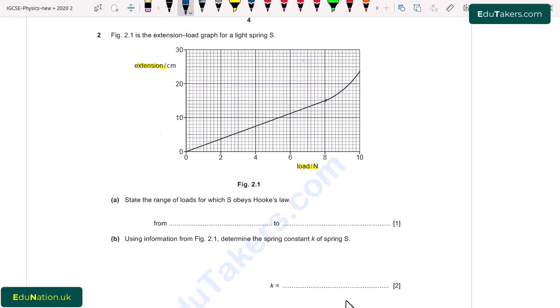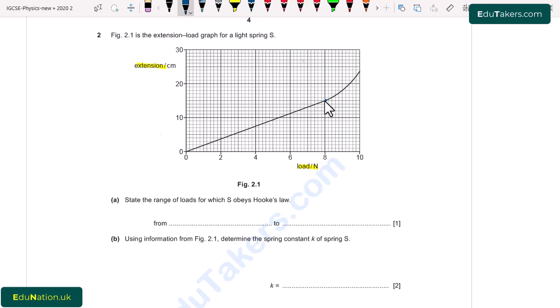You can see from here that at this point it is a straight line. It means that when we increase the load, its corresponding extension also increases. But after 8 newton load, the trend changes. And part A. State the range of loads for which S obeys Hooke's law. So first of all, we have to know what Hooke's law is.